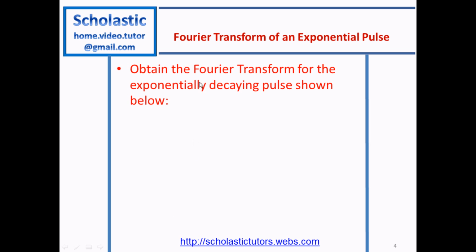Okay, obtain the Fourier transform for the exponential decay impulse shown below. This is the function given here. So what we are going to do here is to get a Fourier transform for a time domain pulse like this. This pulse decays with time. This is time and this is the function g(t).